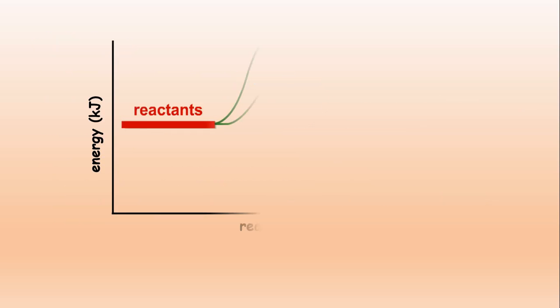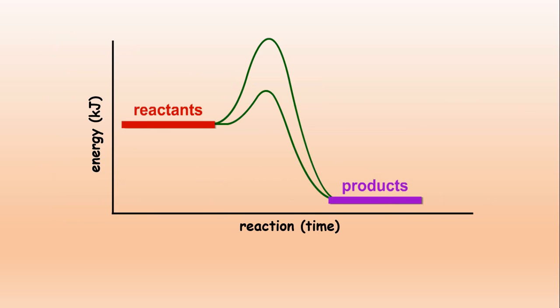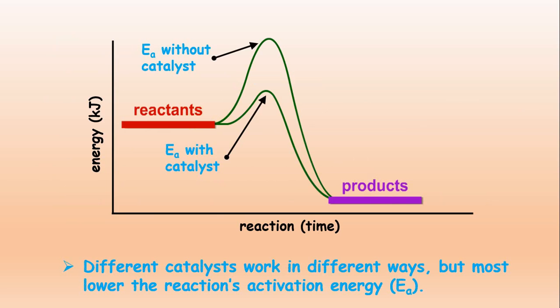Now look at this one. This is the diagram. Reactants are reacting and converting into product, right? Here EA is the activation energy without catalyst, and this is the activation energy with catalyst. This is the diagram.